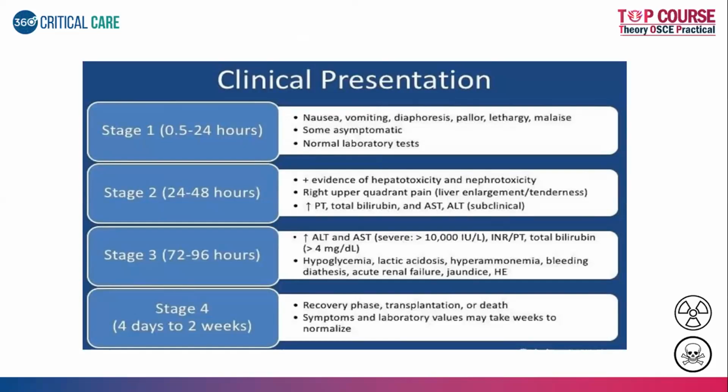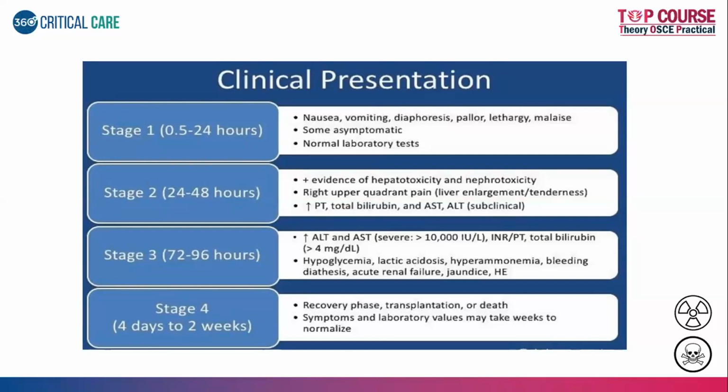Next, coming to the clinical presentation. Whenever you're writing a clinical presentation for paracetamol poisoning, it should be in stages. So it is stage 1, stage 2, stage 3 and stage 4. Stage 1 is from 0.5 to 24 hours. Here, some patients could be asymptomatic or could have mild symptoms like nausea, vomiting, diaphoresis, pallor, lethargy, and malaise. And mostly the laboratory tests could be normal.